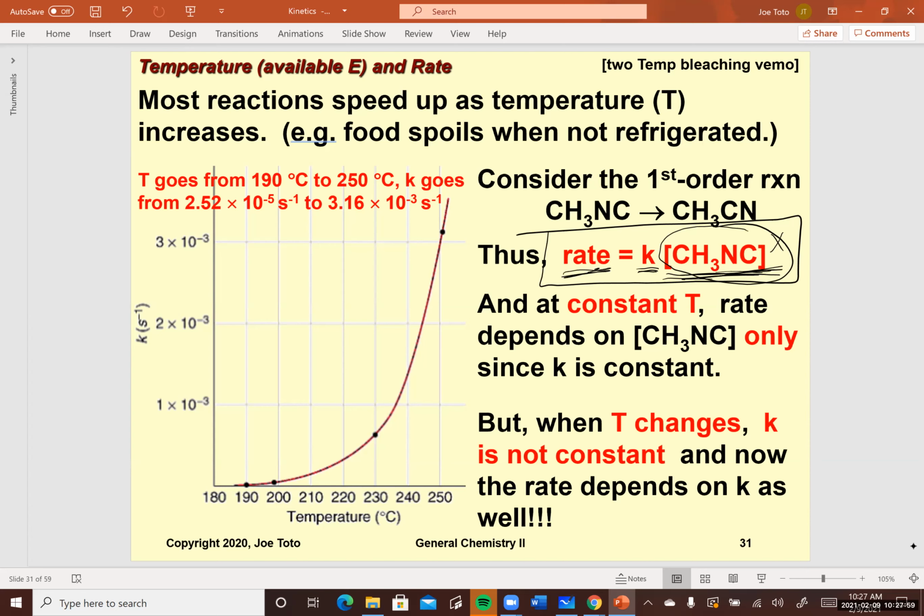But how about those other things? What if we want to explore the effects of the other parameters that are embedded in that rate constant?